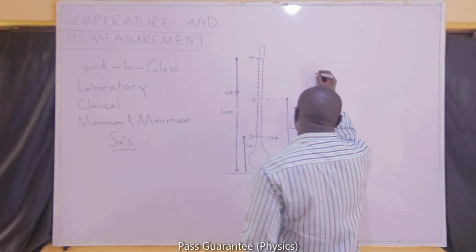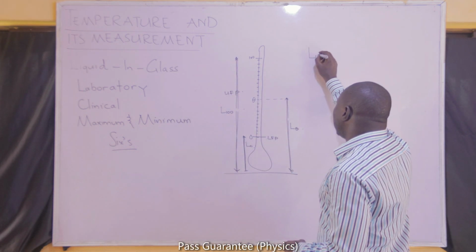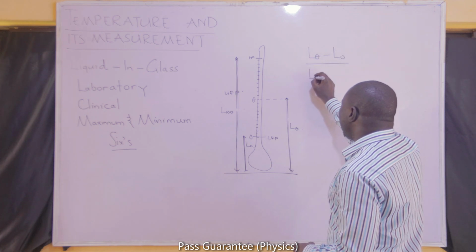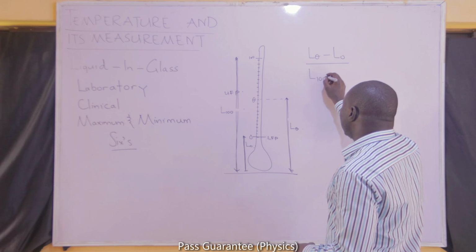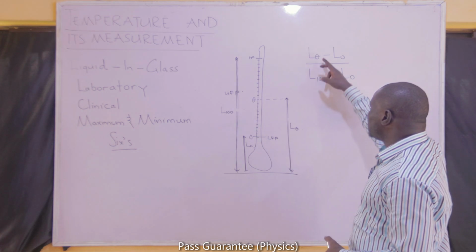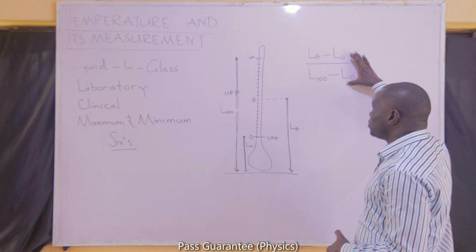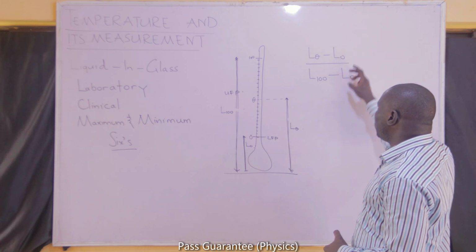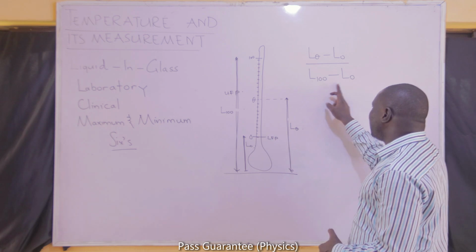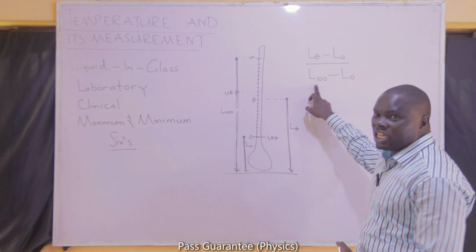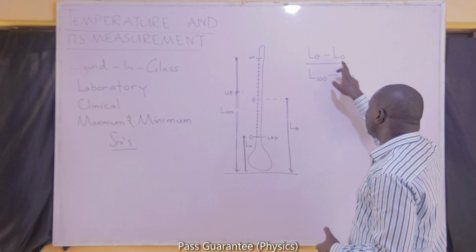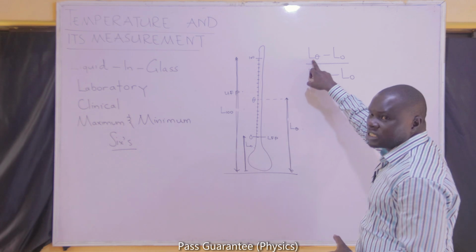I can now set out to use this formula. I can say that L theta minus L0 all over L100 minus L0. I have subtracted the lower fixed point from both L theta and L100. What I have as a denominator here is the fundamental interval, the difference between the upper fixed point and the lower fixed point. That same lower fixed point, I will now subtract from L theta.